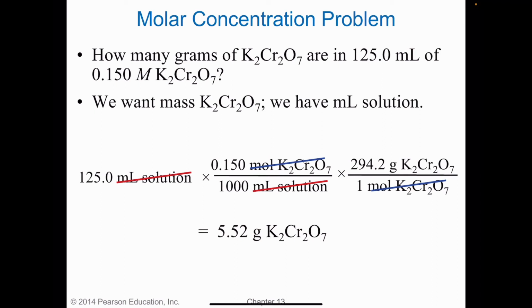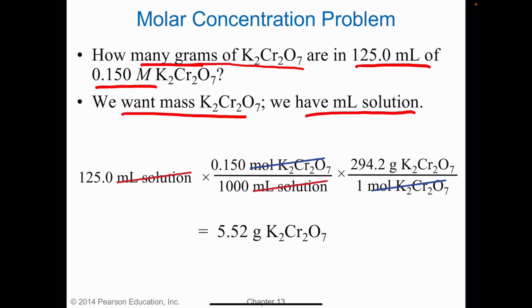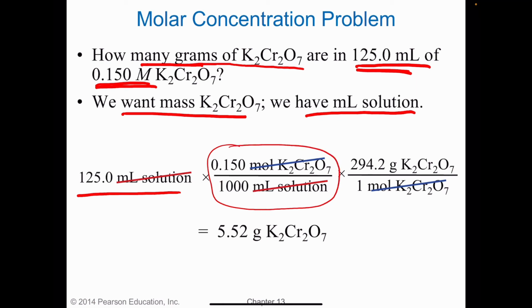So another example problem says how many grams of this K2Cr2O7 are in 125 milliliters of 0.15 molar K2Cr2O7. So we want to figure out the mass because they said how many grams. We have milliliters of the solution and we also have the concentration. So the concentration, because it's moles per liter, is essentially a conversion factor. The 125, that's just how much we have. So we're going to start with 125 and then we're going to use the concentration as a conversion factor.